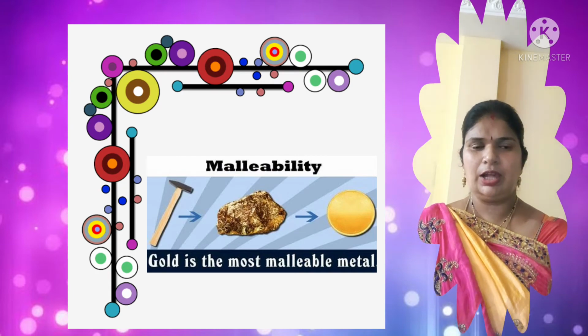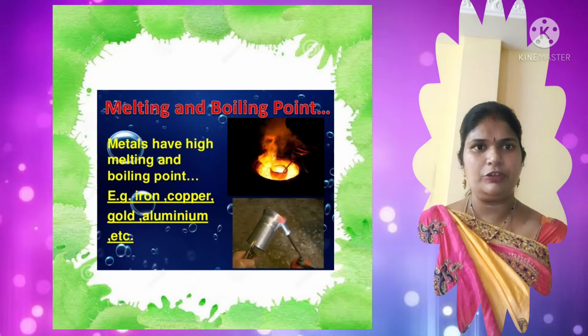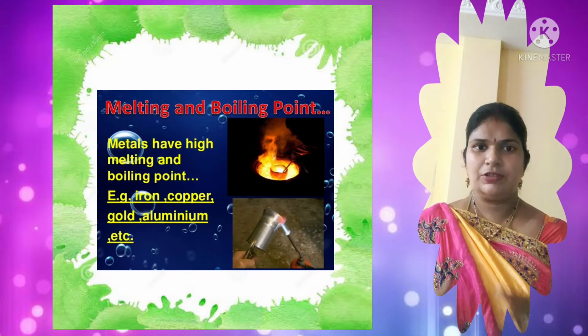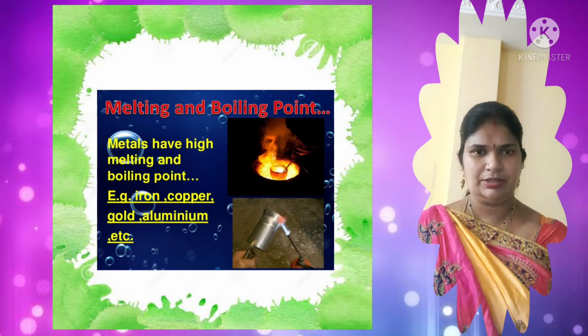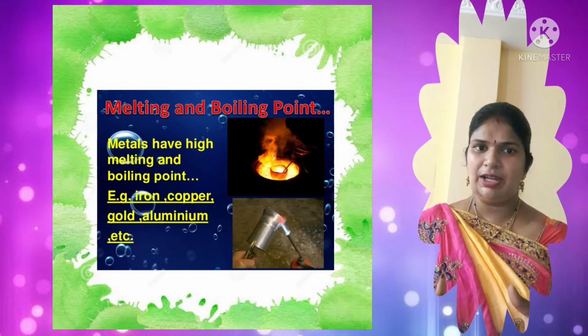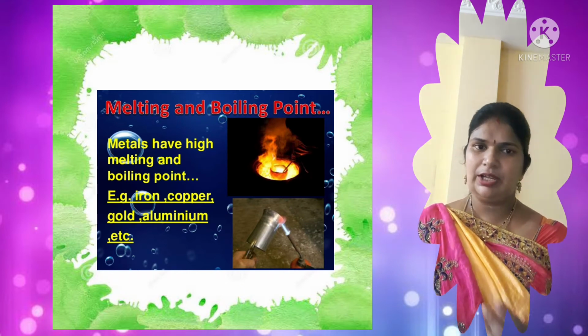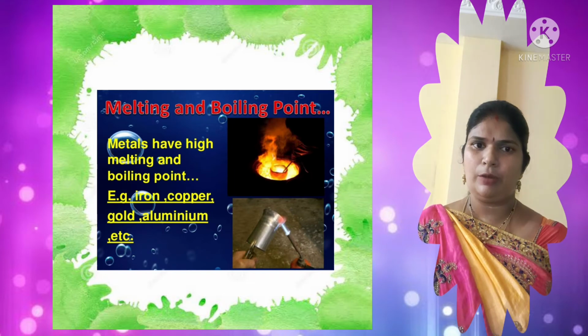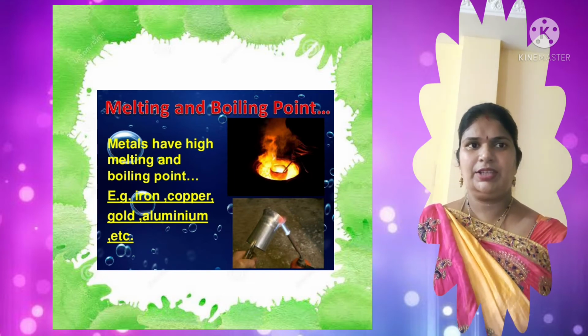Okay children, now coming to the melting and boiling point of metals. These metals have a high melting point and high boiling point. Metals have high melting as well as high boiling point, again for example iron, copper, aluminium, etc.